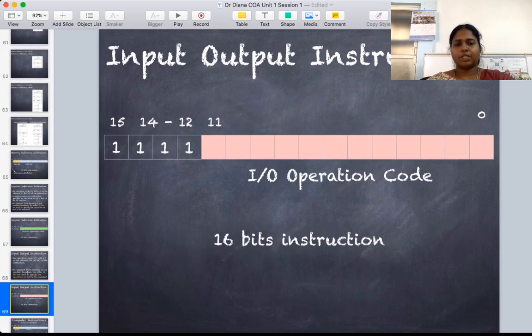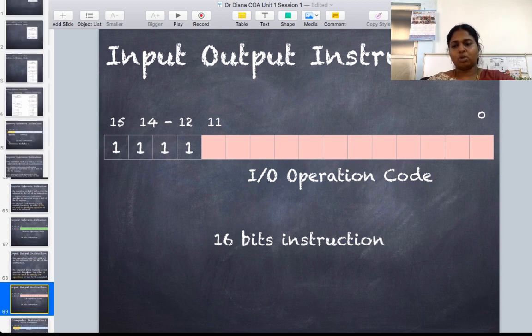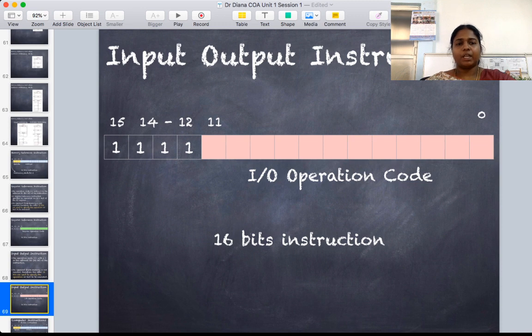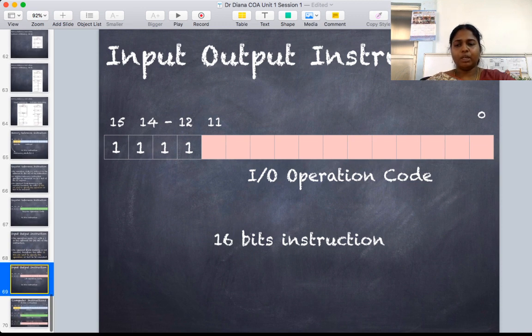So this is how my instruction is going to be. The 15th bit, or the MSB, is going to have 1. The bits 12 to 14, which is the opcode, are also going to have 1. So the first 4 bits are 1111, and the rest of the 12 bits, 0 to 11, indicate the type of operation I have to perform. So these 12 bits are used to indicate the operation to be performed.